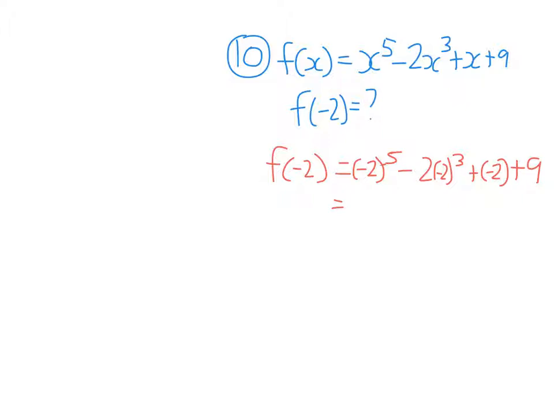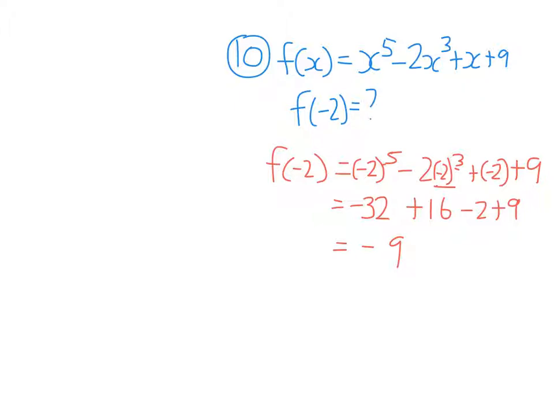I'm going to do it by hand. So negative 2 to the power of 5 is negative 32. So negative 2 to the power of 3, that's negative 8. So we have negative 2 times negative 8 is positive 16, minus 2 plus 9, and that just gives me minus 9. Then I'm done.